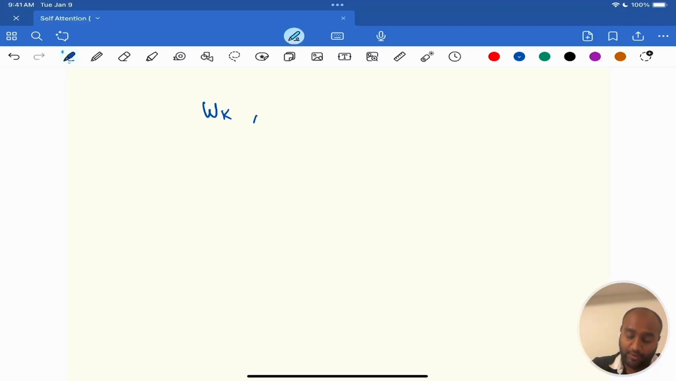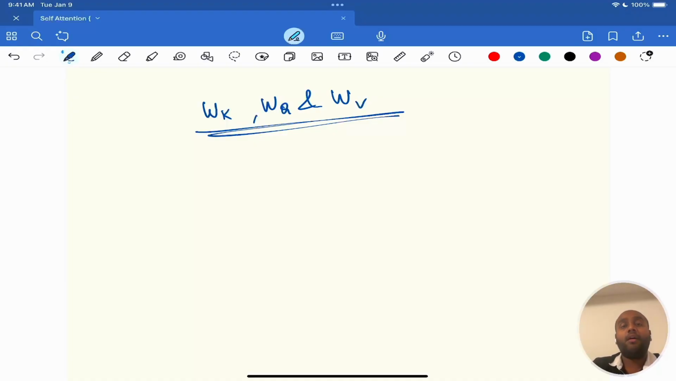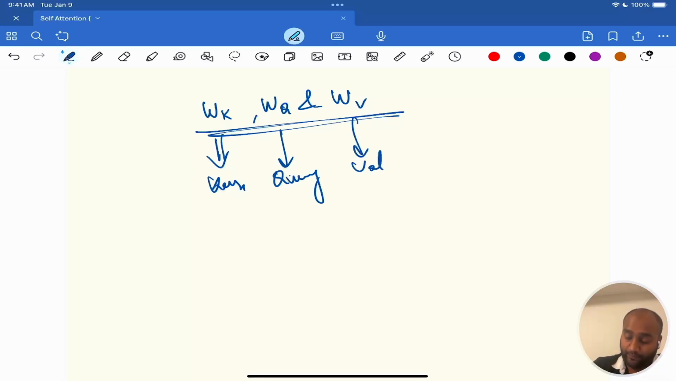So what is the use of WK, WQ, and WV? What are these? Sorry, this is key, query, and value, right? There are a lot of definitions out there, which are confusing for some people. But let me explain in a generic way what these three actually do.